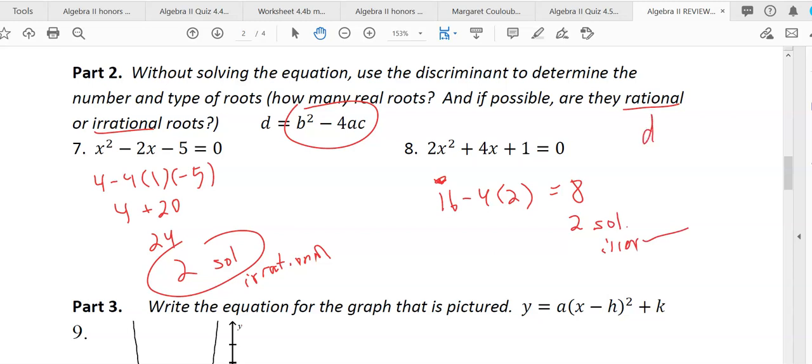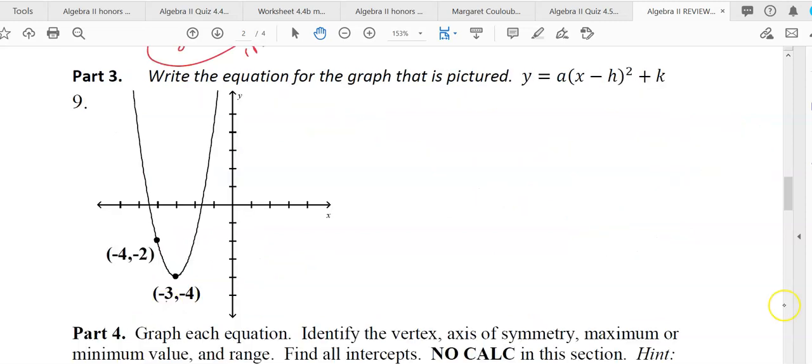If the discriminant is less than 0, you have 0 real solutions. If the discriminant is equal to 0, you have 1 real solution, just so you know the other cases there. So the vertex is always (h, k). Any other point on the parabola is (x, y).